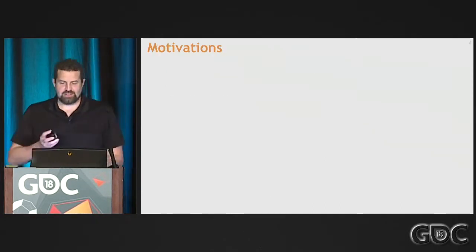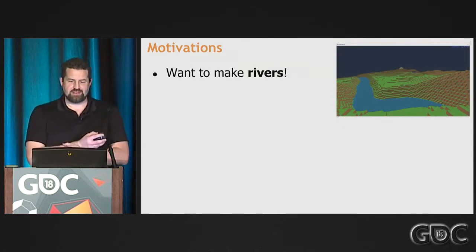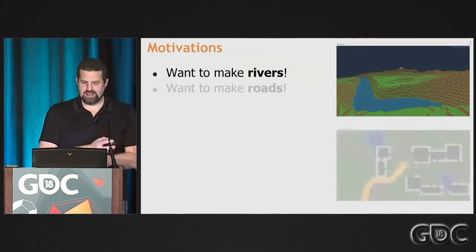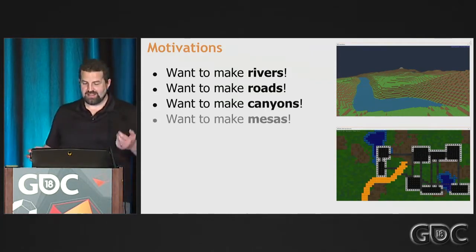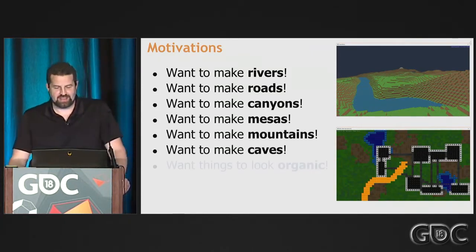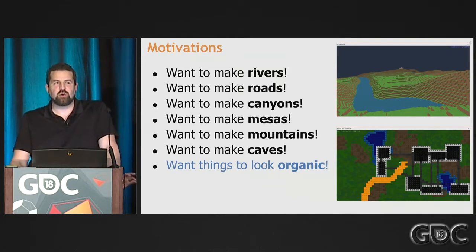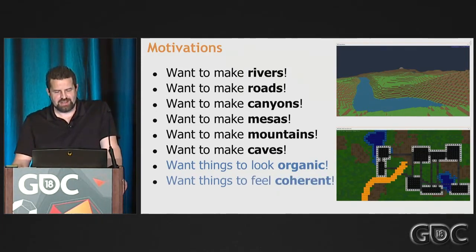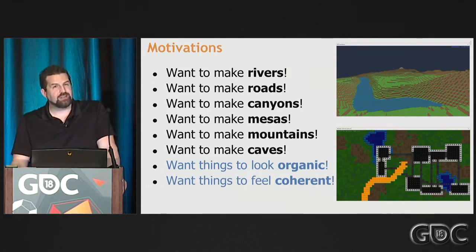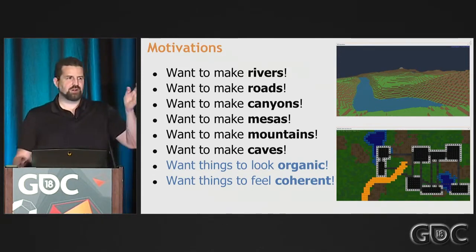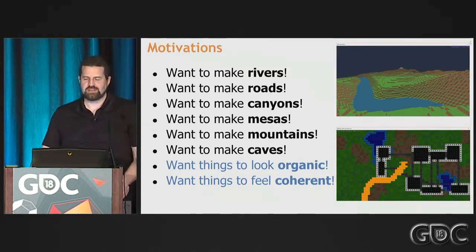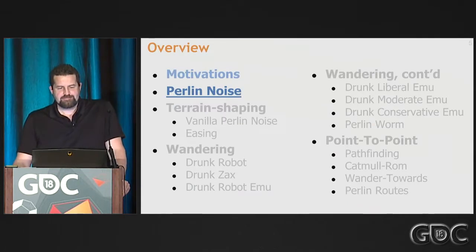So motivations, go. We want to make rivers, Minecraft, whatever. We want to make roads, right? We want to make canyons. We want to make mesas, mountains, caves. We want things to look organic, possibly, right? Like the river meandered naturally. We want things to feel coherent. We don't want them to stop suddenly or have abrupt, weird changes in direction, or just a weird schism where they get cut off and don't lead to something else.